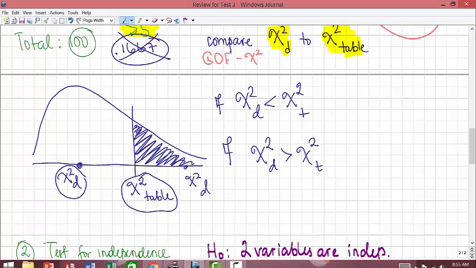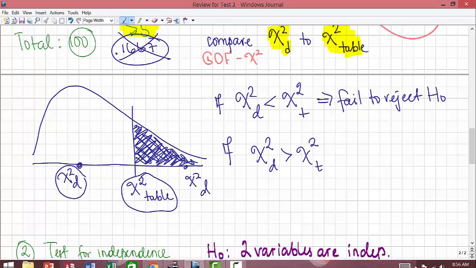And we always have a right tail test. So this area right here represents the unexpected, the unusual events, right? So if your chi-square of the data is less than chi-square of the table, it sits somewhere here in the not so unusual region, then what does it mean? We fail to reject H0.